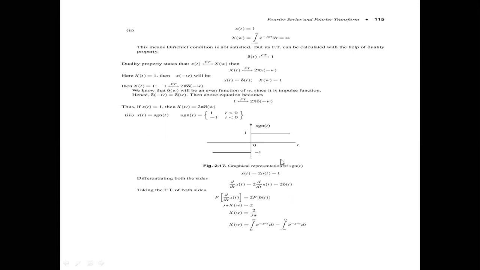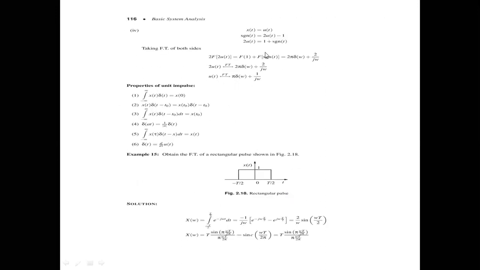Understood, my students? And coming to the Fourier transformation of u(t), x(t) equal to u(t), nothing but the step function, using the signum of t. We already know signum of t is equal to 2u(t) minus 1, so 2u(t) is equal to 1 plus signum of t. Apply the Fourier transformation on both sides. 2 times the Fourier transformation of u(t) is equal to the Fourier transformation of 1 plus the Fourier transformation of signum of t. What is the Fourier transformation of 1? 2π delta(ω). And signum of t is 2/(jω).